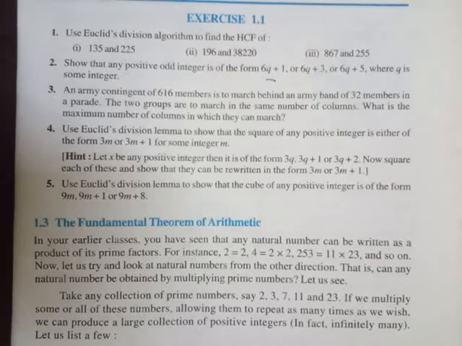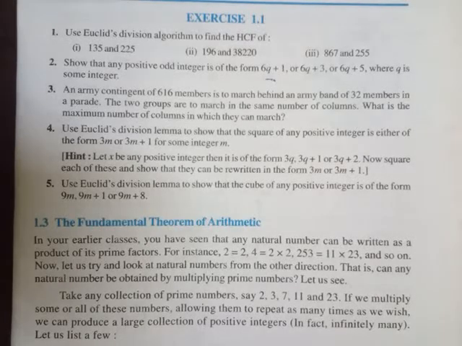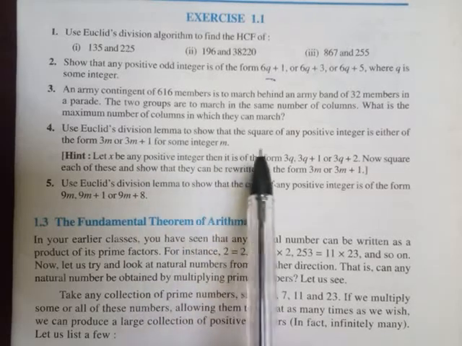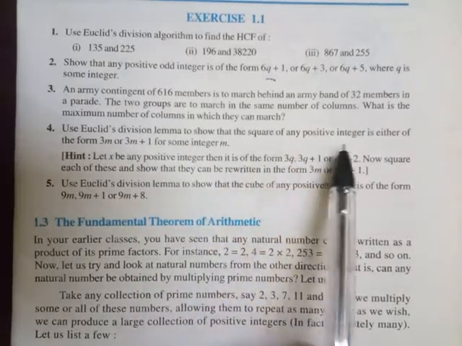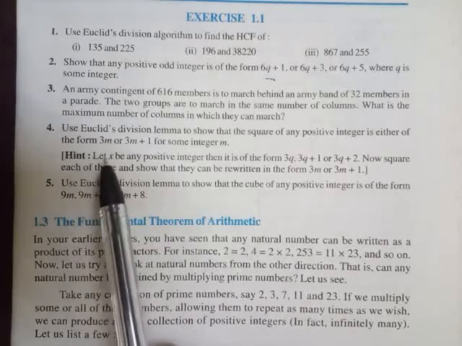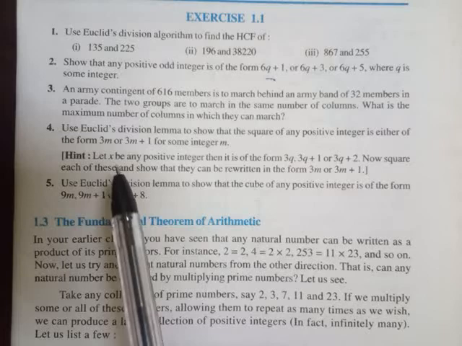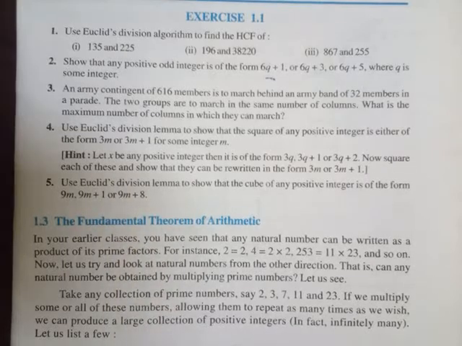Students, now we are going to solve exercise 1.1, question number 4. Use Euclid's division lemma to show that the square of any positive integer is either of the form 3m or 3m plus 1 for some integer m. Now this question I am going to solve. Let's have a look how to solve this one. Students will write here solution number 4. Now look how to solve this.